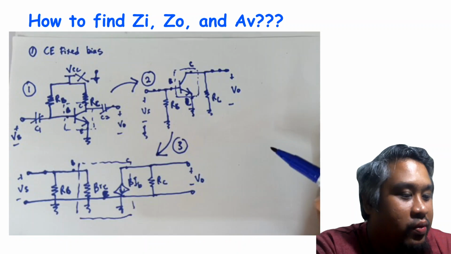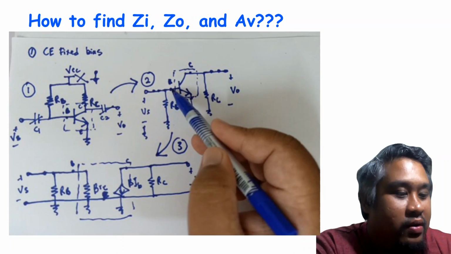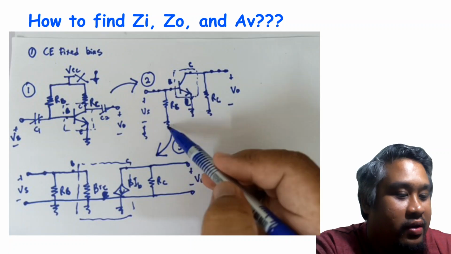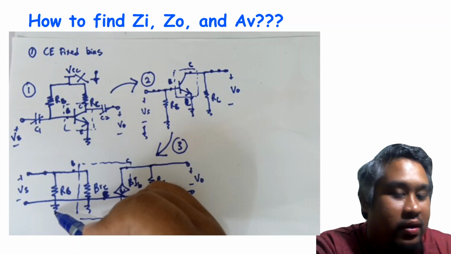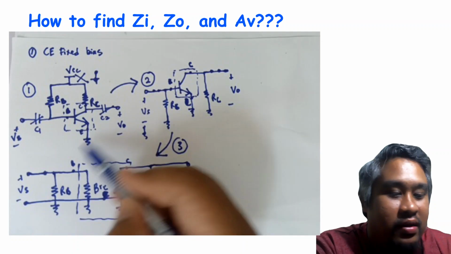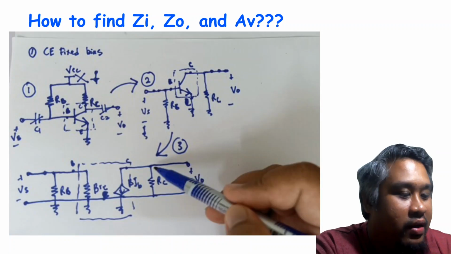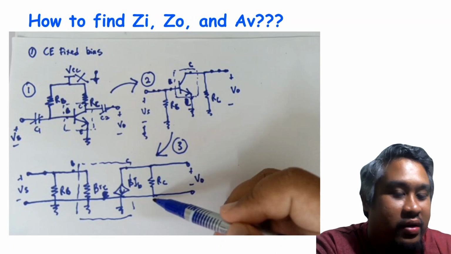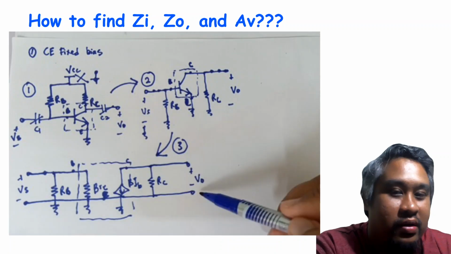Then we just follow the right side and then the left side. This is the left side. From the base point, connect to the RB and then ground, and then we have VS here. That tallies with these circuits. And then at the collector point, what we have is RC, right? We draw RC here, directly connect to the ground, and we have V out here, directly connected to V out. Okay, the same thing.